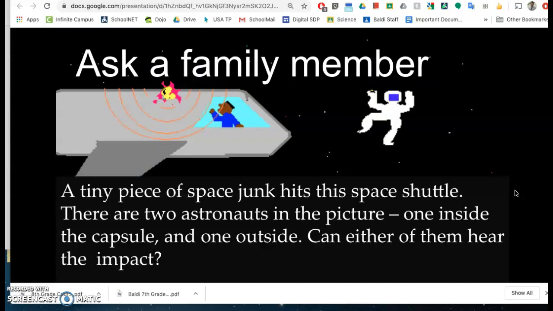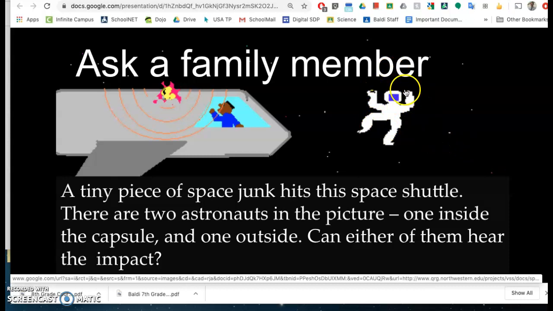So I want you to go out and do your typical thing where you're going to ask a family member or just somebody that you can yell to on the sidewalk as they walk by. Don't talk to them too close. A tiny piece of space junk hits a space shuttle, right? Just imagine that this is maybe either an astronaut or an alien that's sitting outside a space shuttle watching space junk hitting the space shuttle. All right, one's in the capsule and one's outside. Can either of them hear the impact, and how? Take a minute to go ask this question and then come back.